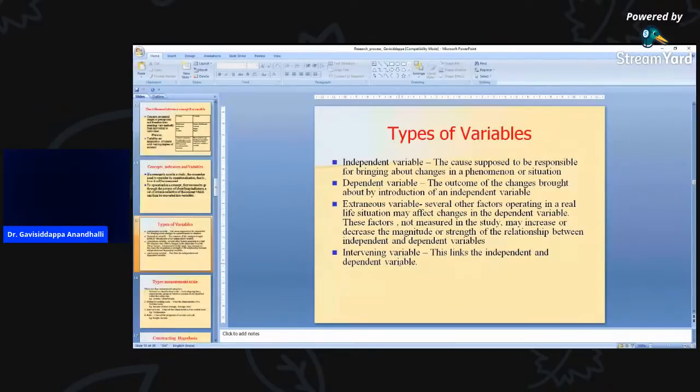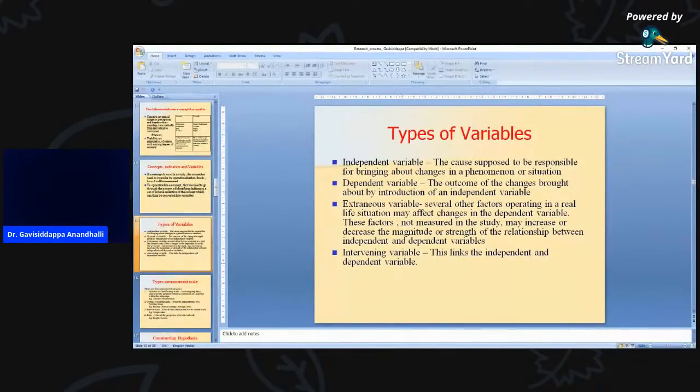Variables, we call them chalakagalu in Kannada, of various types. It may be an independent variable, a dependent variable, an extraneous variable, or an intervening variable. So let us just understand the basic concept of the independent variable. The cause supposed to be responsible for bringing about the change in the phenomenon or situation. An independent variable is one which is going to cause its effect on the dependent variable. So you can manipulate this variable and you can see its effect on the dependent variable.